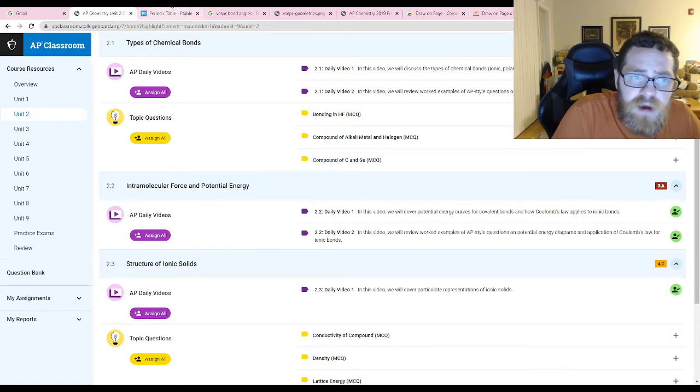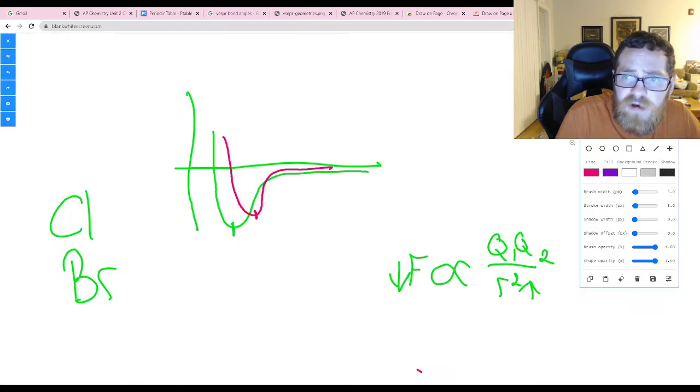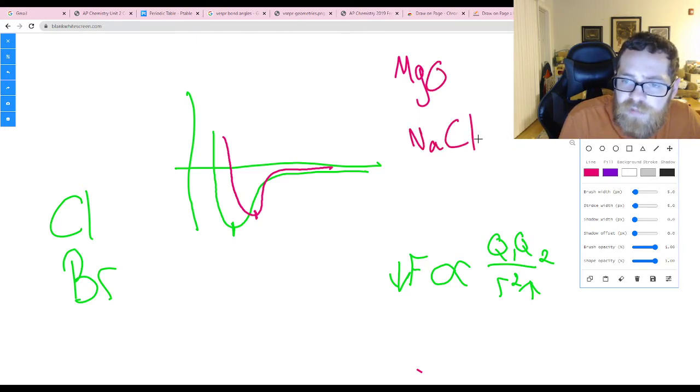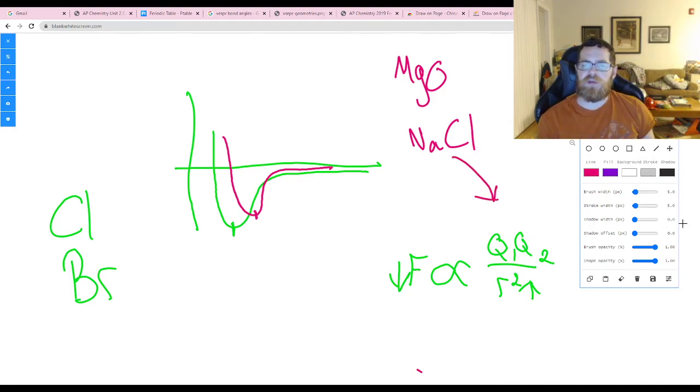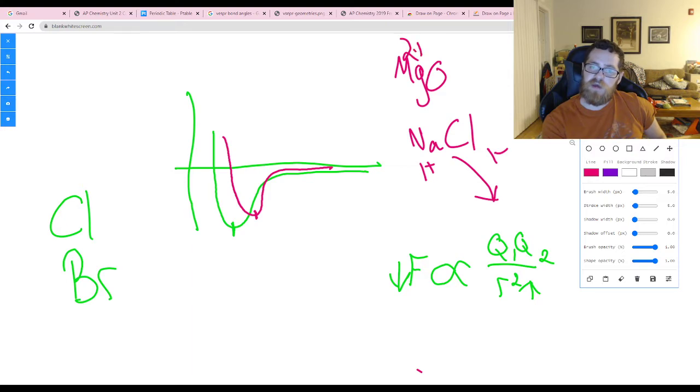Or again, you might just be asked to compare the strengths of bonds for ionic bonds as well. So if you were asked what is stronger, a magnesium oxide bond or a sodium chloride bond, you can answer that by referring to this, or just recognizing that for a multiple choice question. Saying, listen, this is a 1 plus and a 1 minus versus a 2 plus and a 2 minus. The hold on this is going to be a lot stronger.